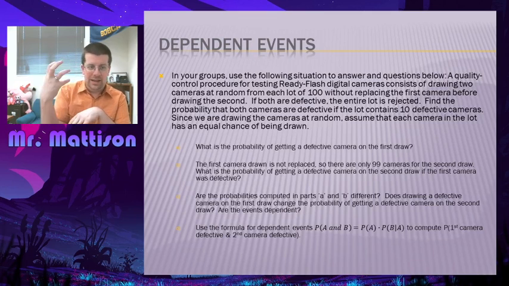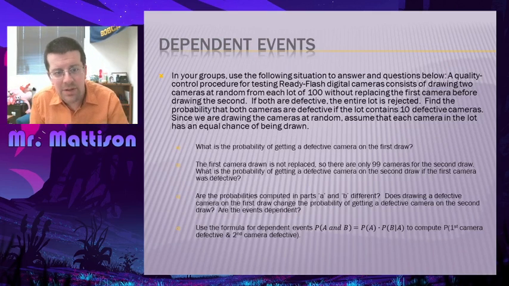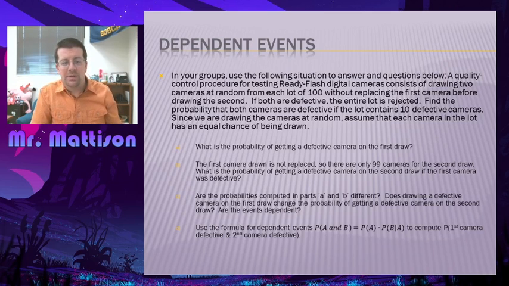So I found it. Hey, there's my first camera. I put it aside. Now I randomly draw my second camera, right? So now there's only 99 cameras left for me to choose from, right? What's the probability of getting a defective camera on the second draw if the first camera was defective?